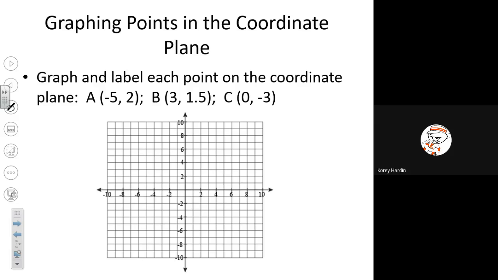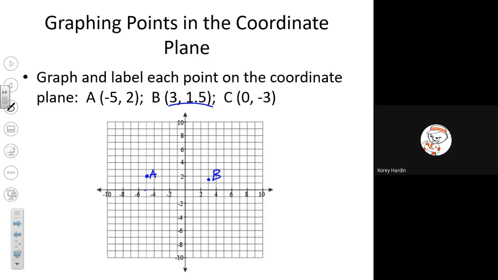All right. So for A, I've got -5 and then up 2. All right. I'm going to label that point A. B, I've got 3 and 1.5. Both those numbers are positive, so I'm going to go to the right, then I'm going to go up. So 1, 2, 3. And then after I get to 3, I'm going to go up 1.5. So there's 1, and then there's a half. So right there is going to be point B. Okay, point B.